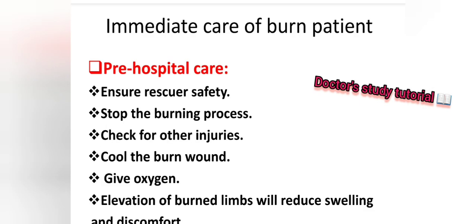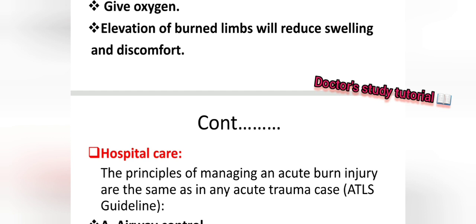Immediate care of a burn patient: pre-hospital care and hospital care. In pre-hospital care, ensure rescuer safety, stop the burning process, check for the injury, cool the burn wound, give oxygen. Elevation of the burn limb will reduce the swelling and discomfort.